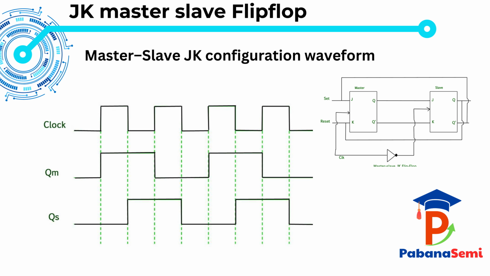When the clock transitions from high to low, the master latch closes and holds its value. At the same moment, the slave latch becomes active and copies the value from the master to the output. That means the final output changes only once per clock cycle, during the clock transition. This structure eliminates the race-around condition that happens in a simple JK latch when J equals K equals 1. So remember, master updates during clock high, slave updates during clock low, and the final output changes only once per clock cycle.